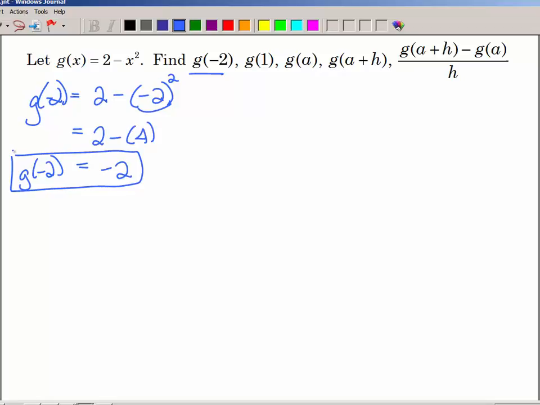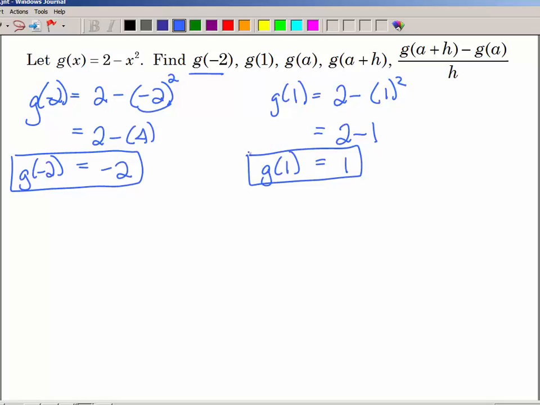Purely coincidental. Alright, so let's try g of 1. So we have 2 minus 1 squared. So that's just 2 minus 1, which is 1. Okay, I'm seeing a pattern, but again, I'm pretty sure that's coincidental. So let's try g of a. g of a is 2 minus, and in place of x, we're going to have a squared. That's all you can do with that. There's no like terms.